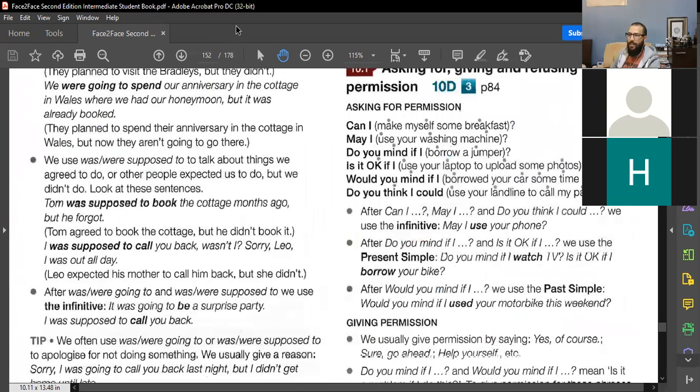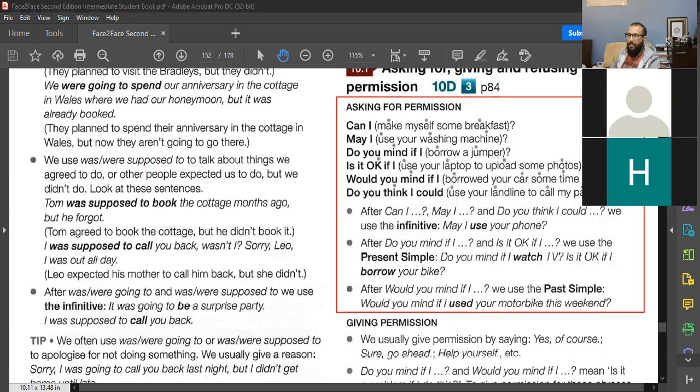Here are the answers. This is the topic we weren't sure about. As I said, for the modals, all of them, can I, may I, do you think I could, all of these we use with the infinitive. So we use the infinitive in these situations, okay? But if you have do you mind if I, is it okay if I, in this case we have to use present simple.